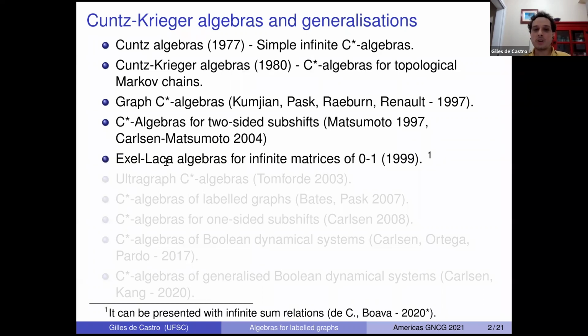Another generalization of the Kunz-Krieger algebras is the work by Exel and Laca. Already in the paper by Kunz-Krieger, they are considering infinite matrices. But as I said, at the time, it was just represented by bounded operators on a certain Hilbert space. And then I think it was '86 that Blackadar worked on universal sister algebras, and then he showed that you can have a universal version of this Kunz-Krieger algebra, at least for finite matrices. And then Exel and Laca were trying to find a universal version for the infinite matrices.